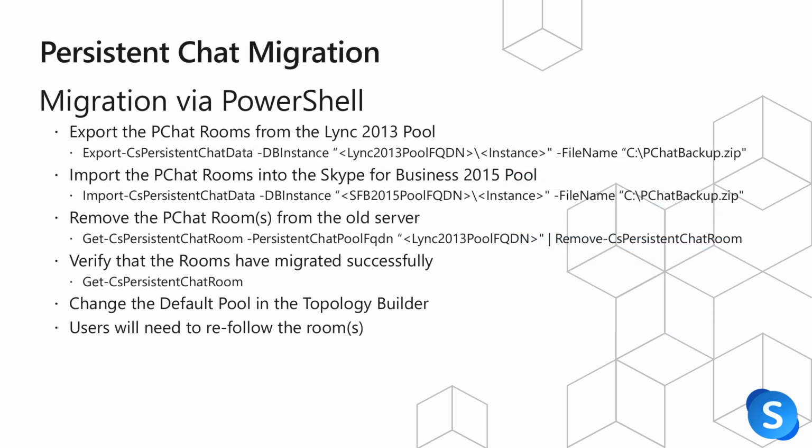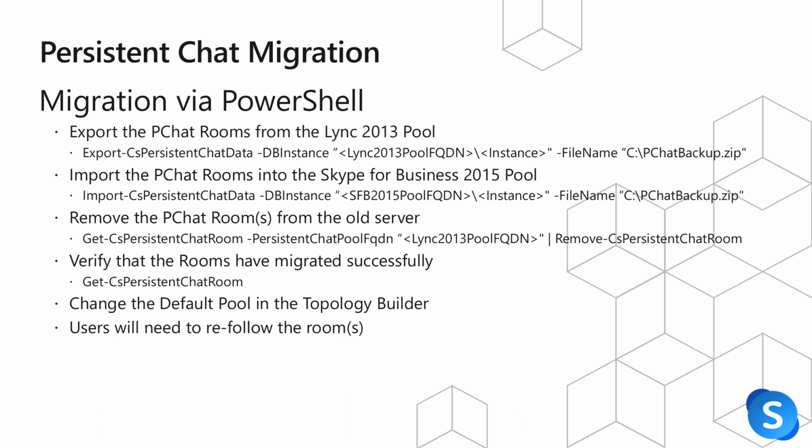Persistent chat, if we are using that and we are going to continue moving that to the new environment, we're going to need to export that from the Lync 2013 pool and move that into the 2015 pool. So to do this, we're going to export the persistent chat rooms from the Lync 2013 pool by running the Export-CsPersistentChatData command with the DbInstance parameter, and then put the FQDN of the Lync 2013 server and the instance name with the file name of c:/pchatbackup.